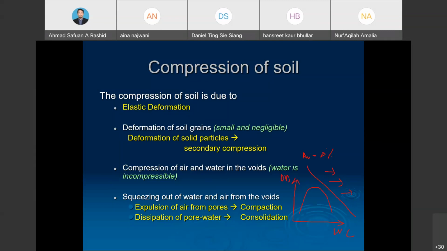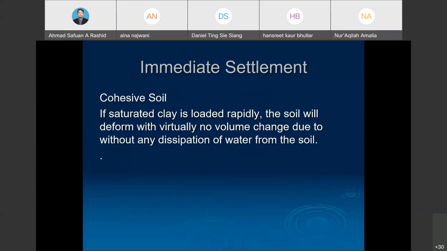Okay. Ada yang duduk kat ETM sekarang? Ada? Tak ada?